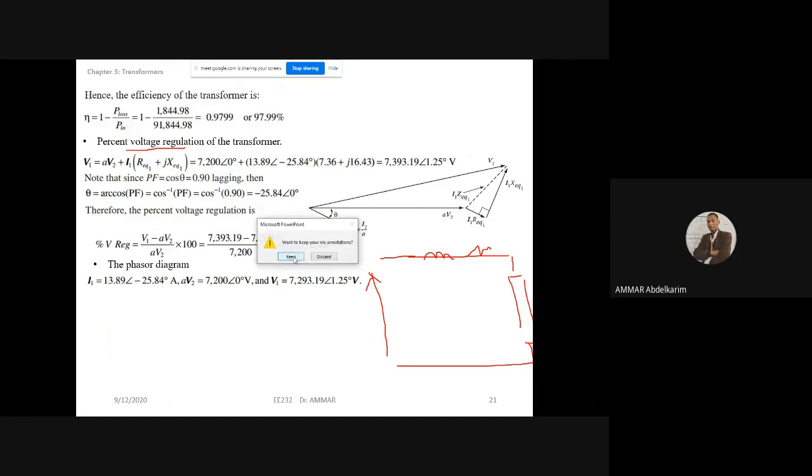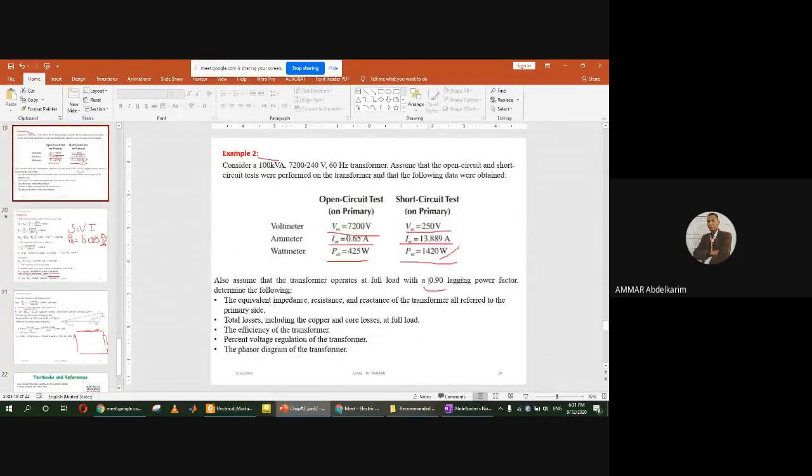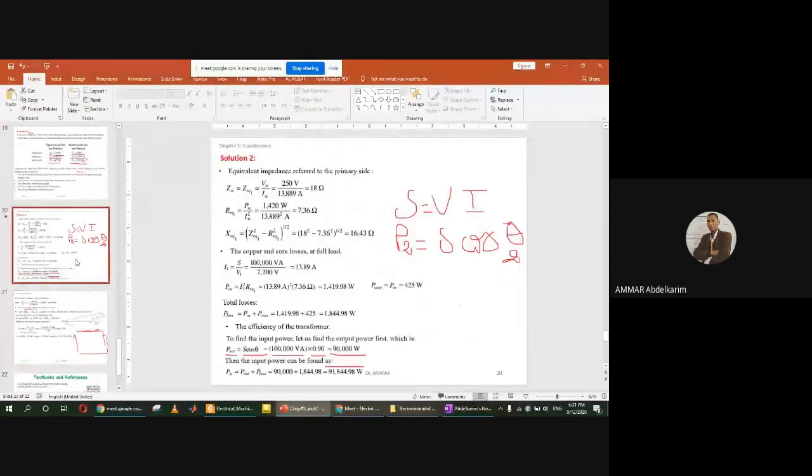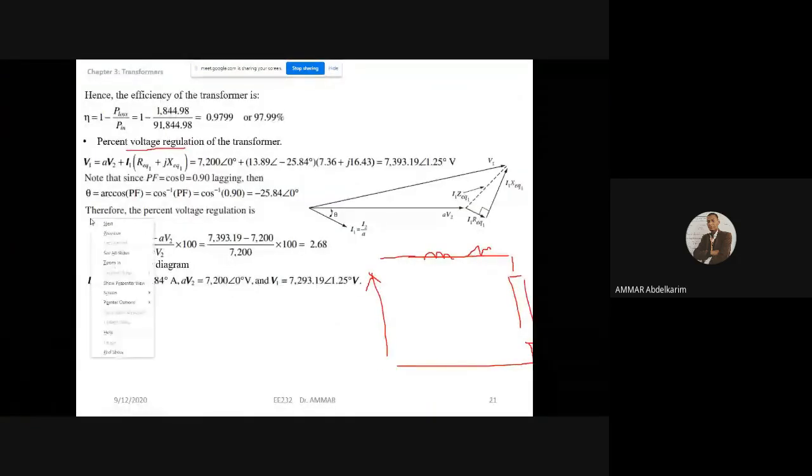Okay, let's check something. I think I have confused something. So the primary voltage equals what?